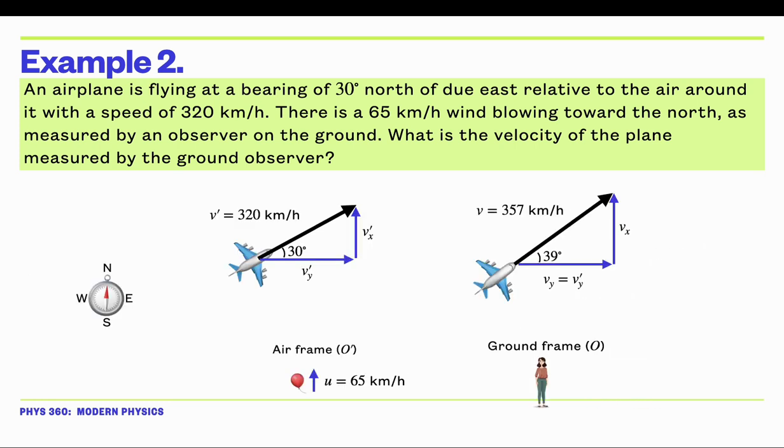So this is what it looks like. This is what the motion, or the heading, of the airplane looks like from the frame of reference of the person standing on the ground. It looks like this. They've got a faster northward velocity component because that's the direction of the wind. Okay, that's it for that example.